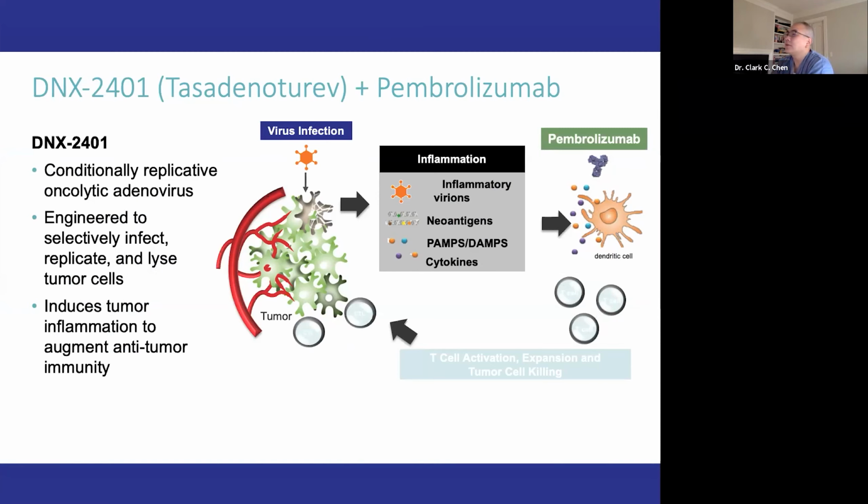The agent that we delivered is this virus. This is in collaboration with a company called DNAtrix. The company has developed a conditionally replicative oncolytic adenovirus that's engineered to selectively infect, replicate, and lyse tumor cells. And beyond killing tumor cells, the virus induces inflammation and immune response to augment anti-tumor immunity.